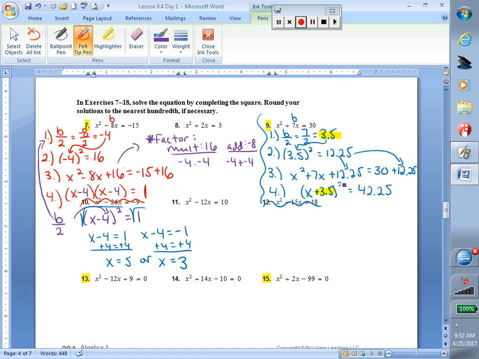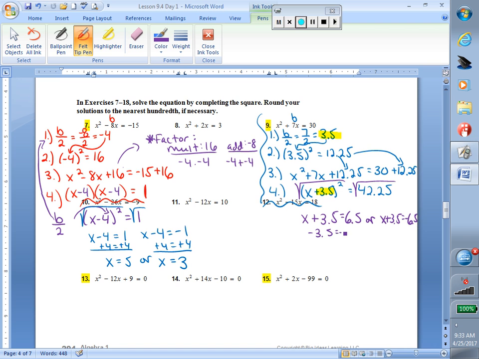We have an x that's just being squared. Now I can solve using square roots. On the left side, the square root undoes the squared. So I'm just left with x plus 3 1/2. Now the square root of 42 1/4 is positive 6 1/2, or negative 6 1/2.